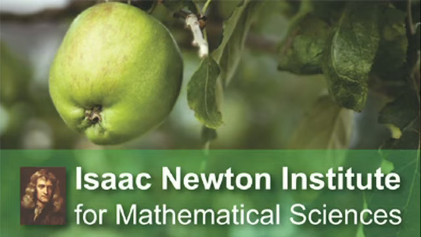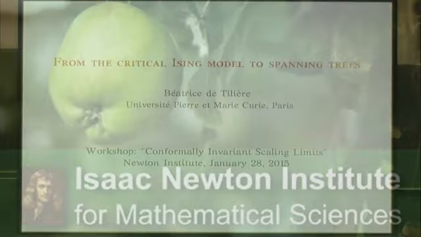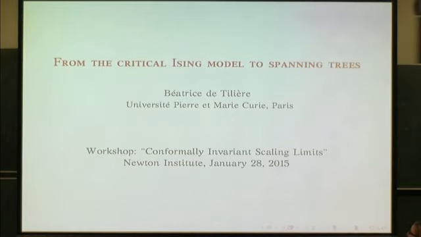Okay, so first of all, I would like to thank the organizers for the invitation. So this talk will consist, first, I will define the Ising model and spanning trees, and then define their critical versions, and then state the results proving a relation between the two, and then proving this result.